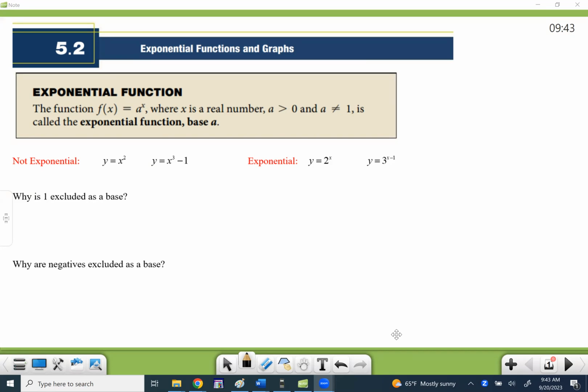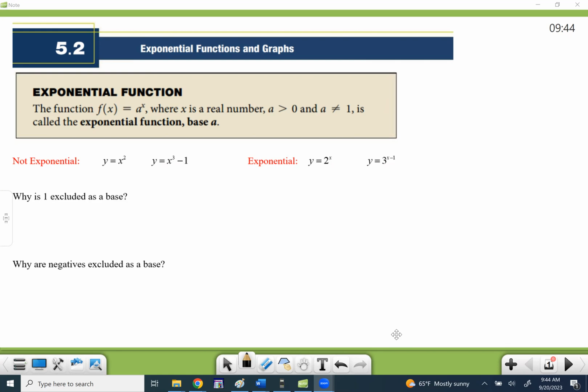So we have this definition of an exponential function here, and it's very specific how it's defined. It says the function f of x equals a to the x, where x is a real number and a is greater than 0 and not equal to 1. That's called an exponential function with base a.